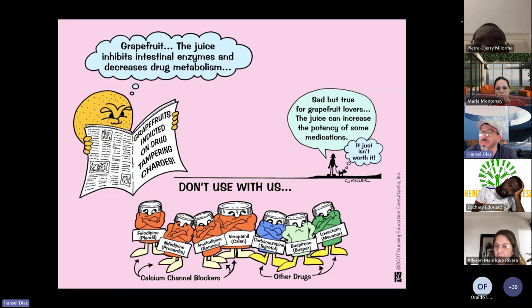Oh, look, grapefruit. It inhibits intestinal enzymes and decreases gut metabolism. If you are a grapefruit lover, it can increase the potency of some of the medication. So if you're taking carbamazepine, buspirone, lovastatin, verapamil, amlodipine, nifedipine, those are calcium channel blockers. Stop it. Grapefruit, not for you. And these are NCLEX questions. That's how they got you.